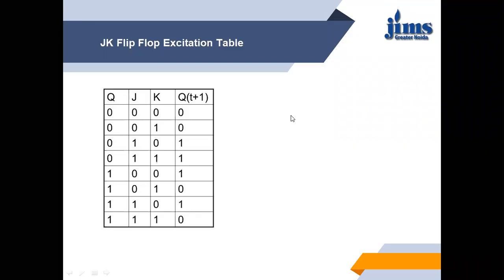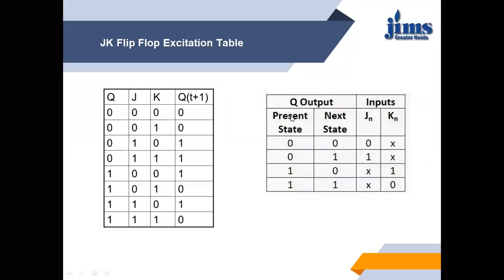The characteristic table is drawn with the help of the operation table. What is the operation of the particular flip-flop? With the help of present state and the input, you can find out the next state. That is the characteristic table, nothing else. So again, we are going to find out the excitation table of the JK flip-flop, and here is the excitation table. Now let us see how this excitation table is drawn.